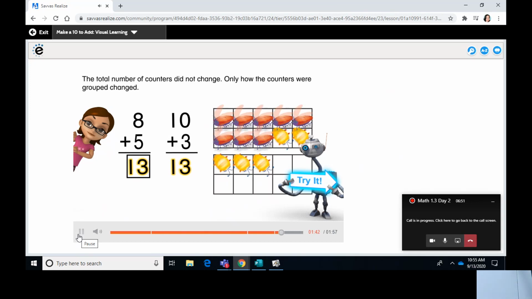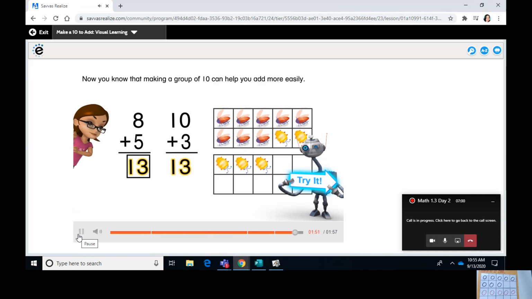The total number of counters did not change. Only how the counters were grouped changed. Now you know that making a group of 10 can help you add more easily. So we didn't change those counters at all, just the group. The sum is the same. The counters did not change.